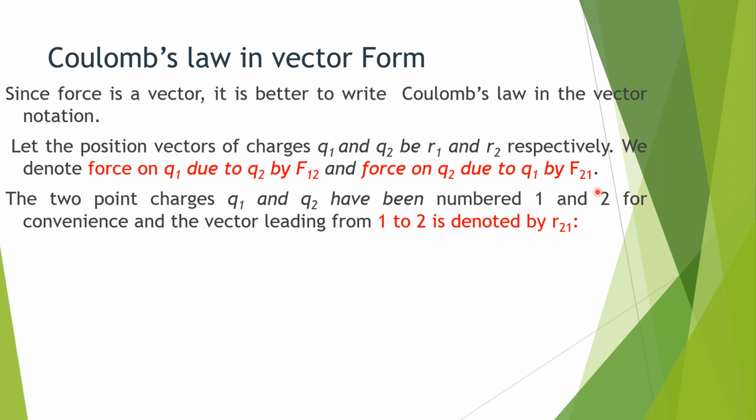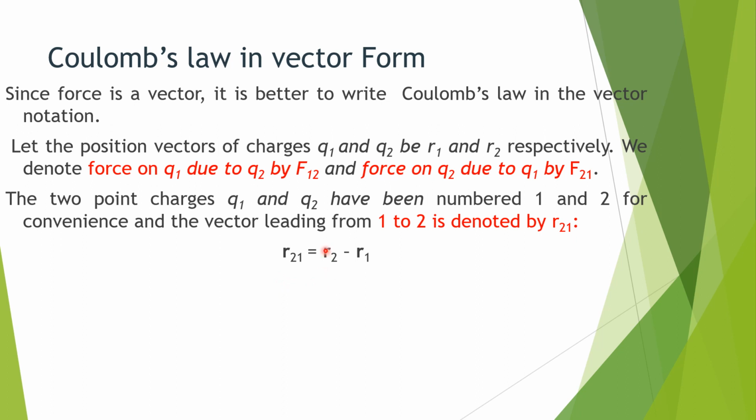And here we are using 2 point charges numbered 1 and 2 and unit vectors r1 and r2, then f12, f21. Now we have to see the vector from 1 to 2. It is denoted by r21, where r21 is equal to r2 minus r1. So it will be clear in the next slide with respect to the diagram. And this equation we are getting from the triangular law of vector addition.